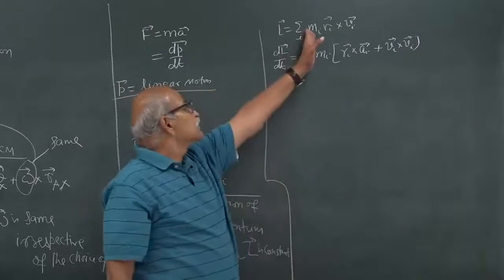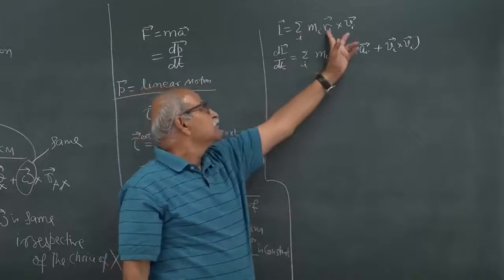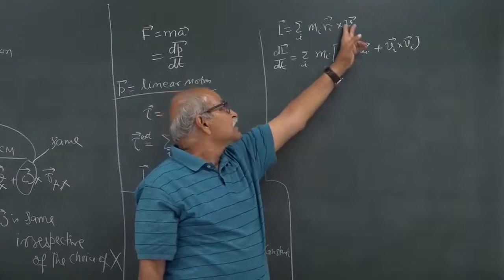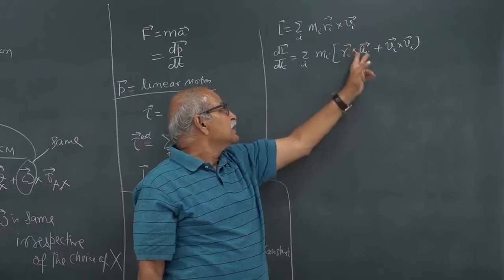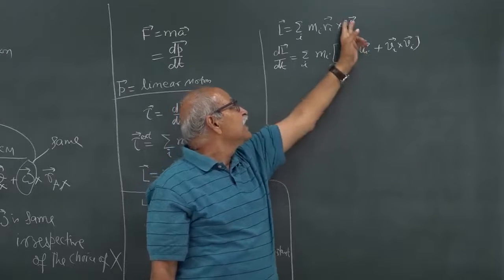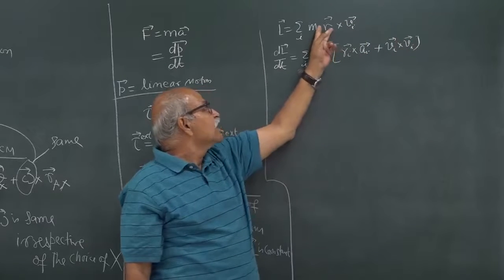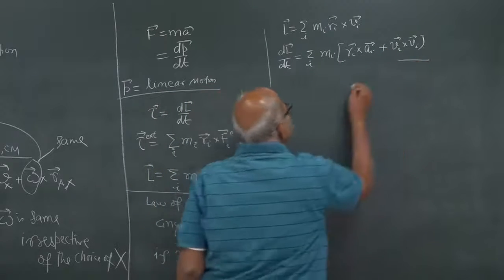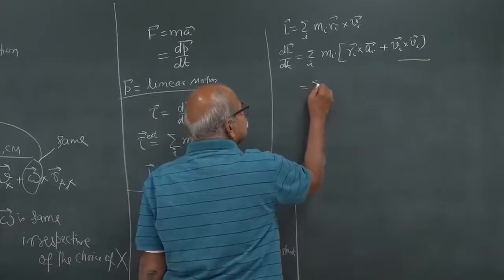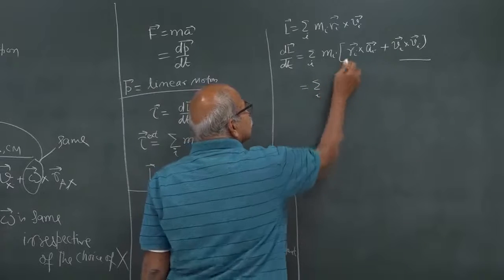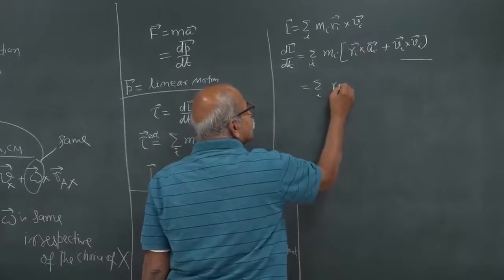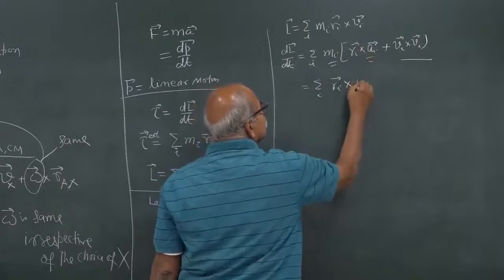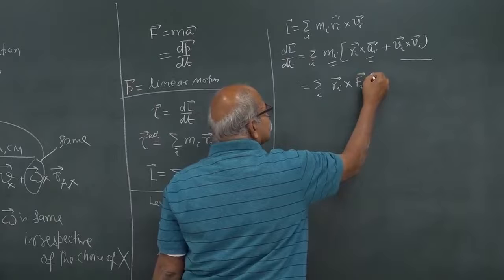Alright, so we are differentiating this expression, summation over i of m_i, and now we have to differentiate this. So keep this r_i as such and differentiate this v_i and you get a_i, and then you keep this v_i as such and differentiate this position vector r_i, that gives me again v_i. So, this part is 0. So, what I am left with is the summation over i of r_i cross mass times acceleration, which is the force on the ith particle.